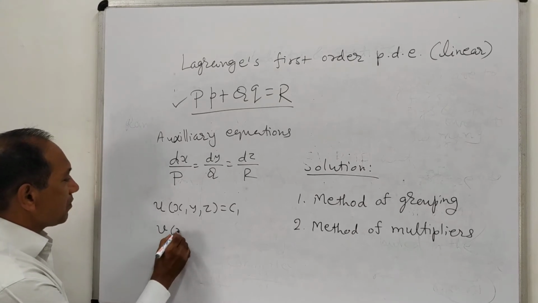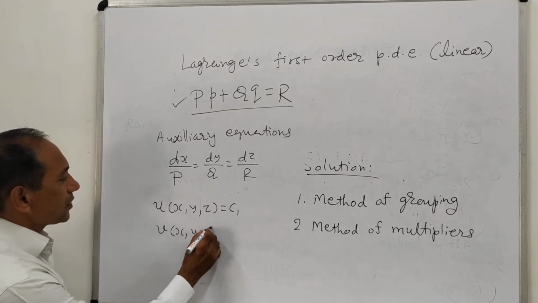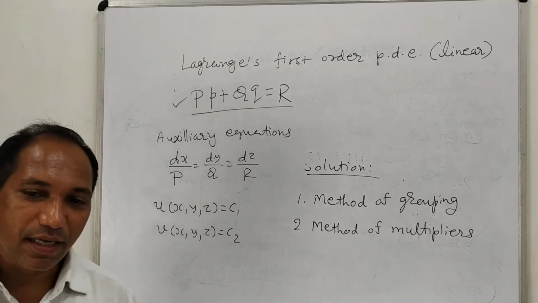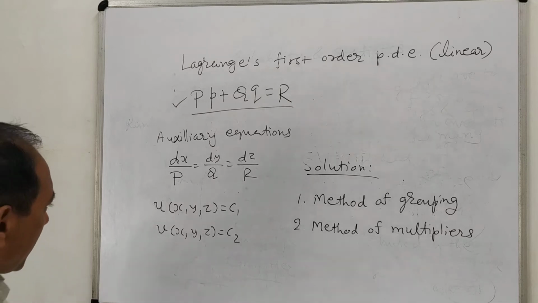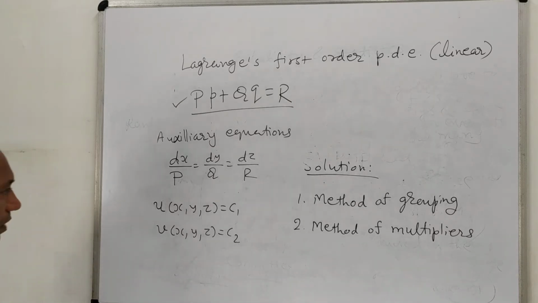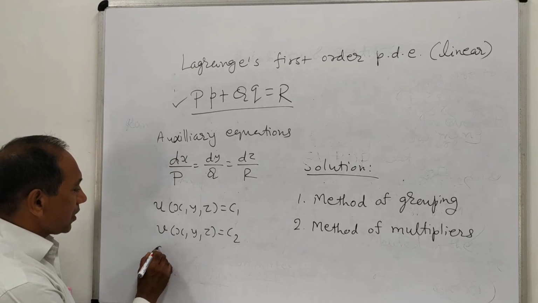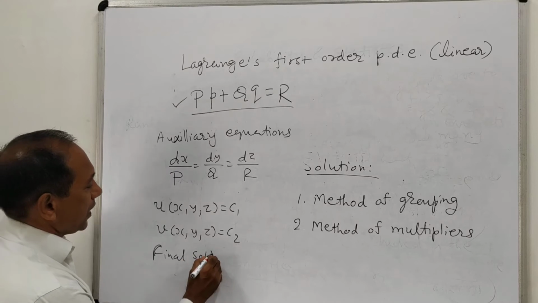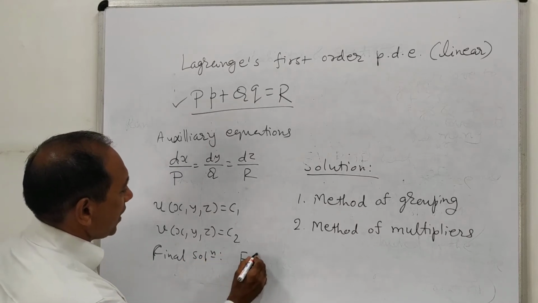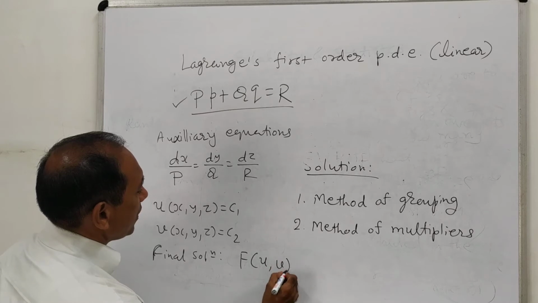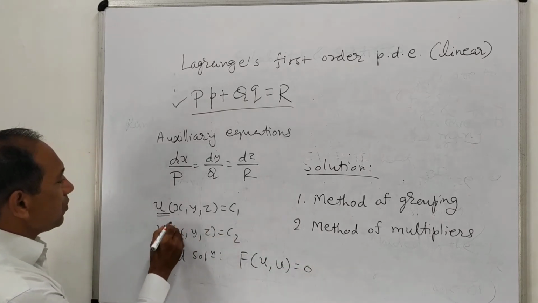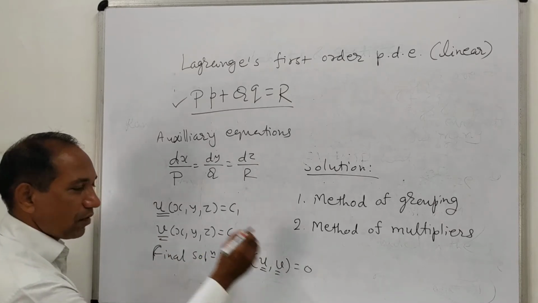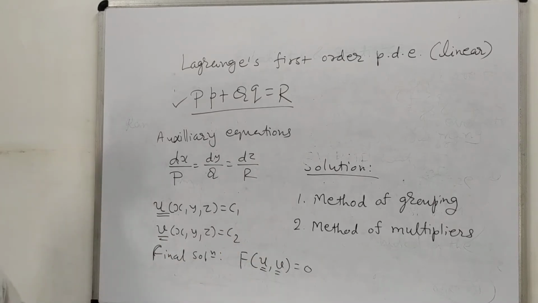And the second solution we will obtain as v(x, y, z) equal to c2, where c2 is also an arbitrary constant. Then the general solution, or final solution, we can write in the form of capital F(u, v) equal to 0. That means the solution u you write down over here, and the v you write down over here. So this is the general solution.